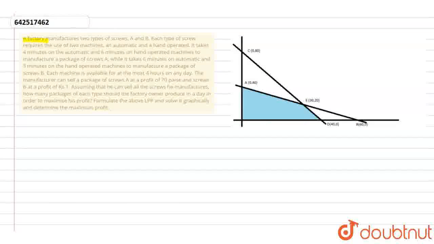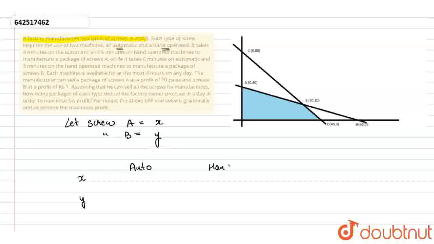In this question, we are given that a factory manufactures two types of screws, that is screw A and screw B. First of all, what we'll do is we'll let screw A be equal to X and screw B be equal to Y. Now we'll make the table for both of the screws, that is X and Y, and it is written that both of these screws are made on two types of machine, that is an automatic machine and a hand operated machine. So we'll write over here automatic machine and hand operated machine.